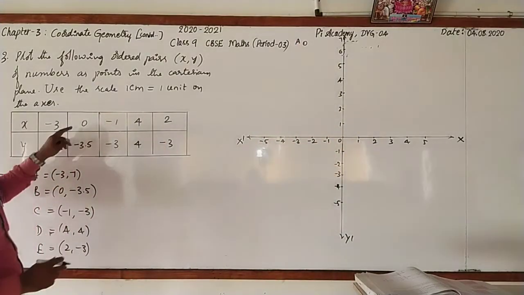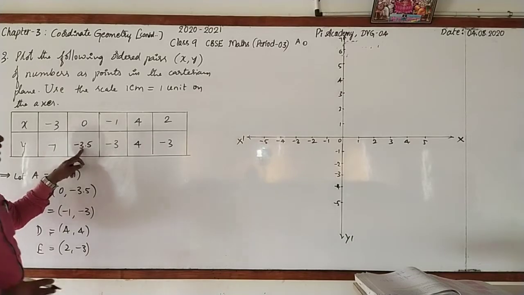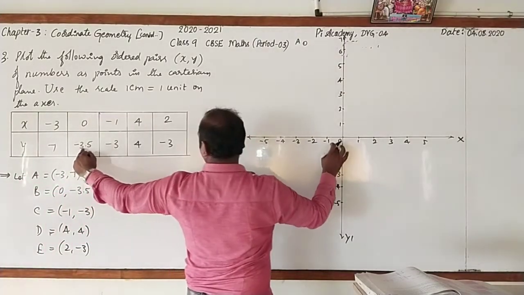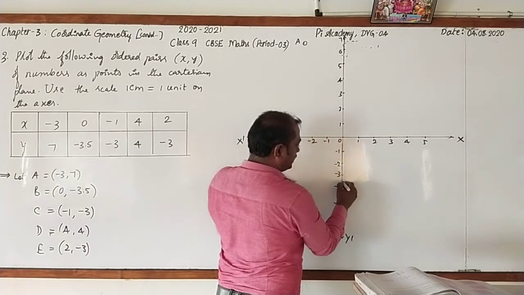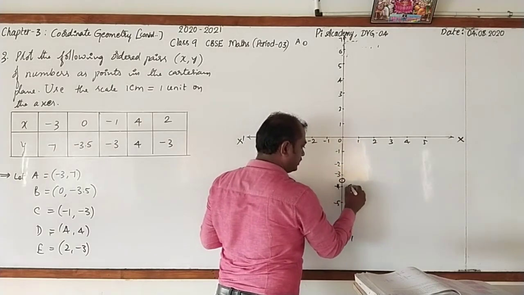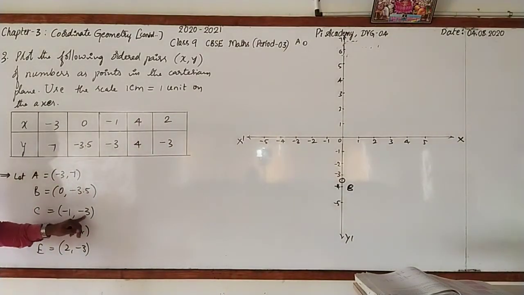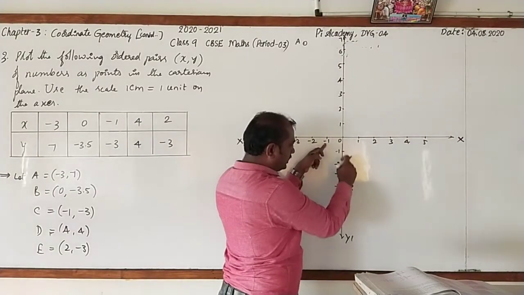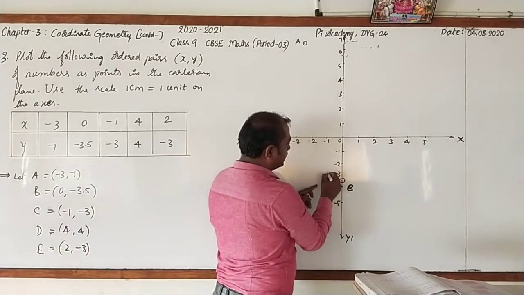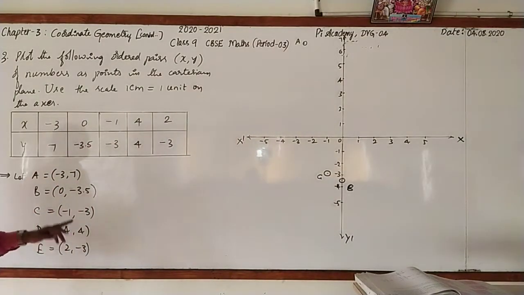Next, when x is 0, y is minus 3.5. That means the point is on the y-axis. When x is 0, y is minus 3.5. That comes here. It is B. Next, point C, minus 1, minus 3. When x is minus 1, y is minus 3. So these two will intersect at this point. It is C.